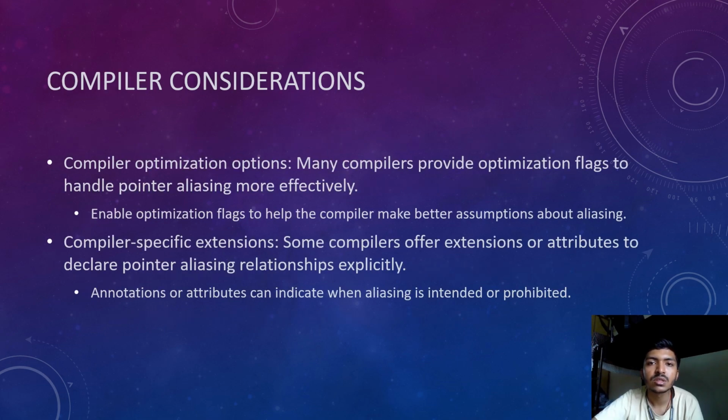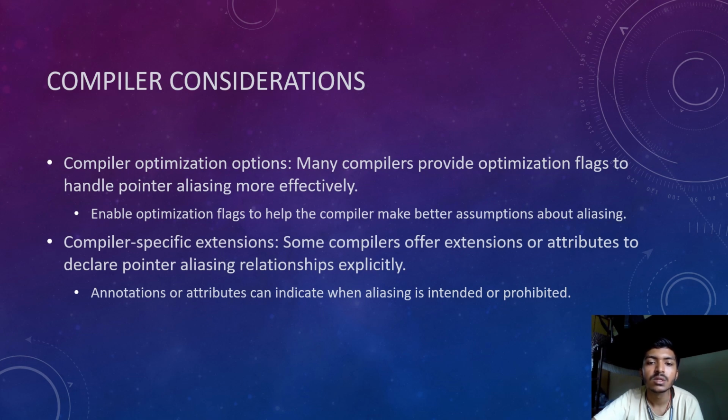Here we are going to discuss the different ways in which the compiler helps in preventing pointer-aliasing-related issues. The first one is compiler optimization options. Many compilers provide optimization flags to handle pointer aliasing more effectively. One of those optimization flags is "-fstrict-aliasing", as we have seen in the previous slide.